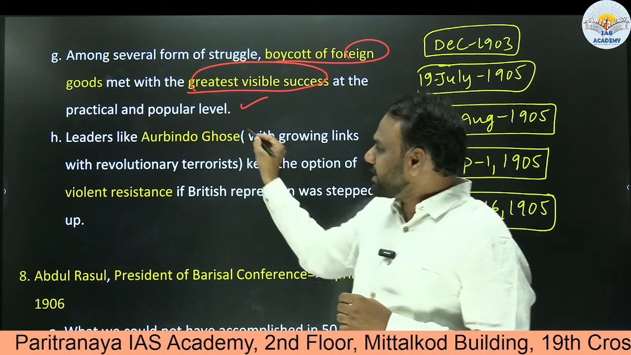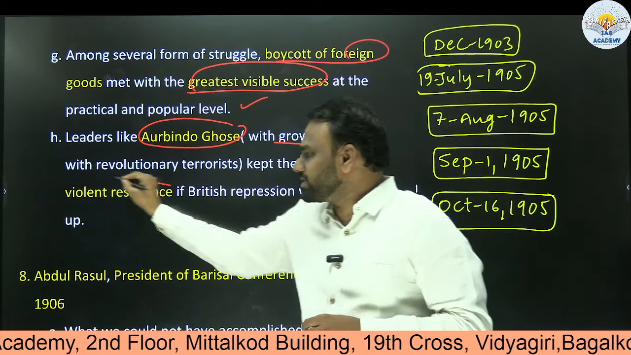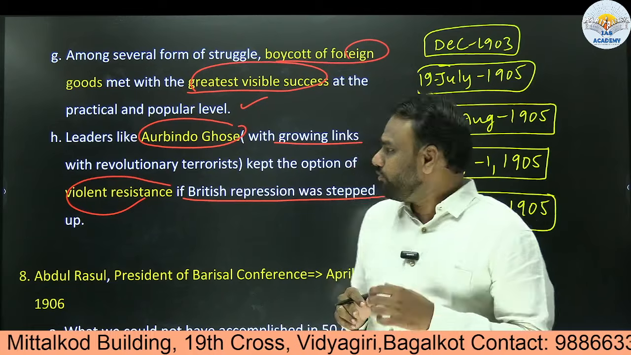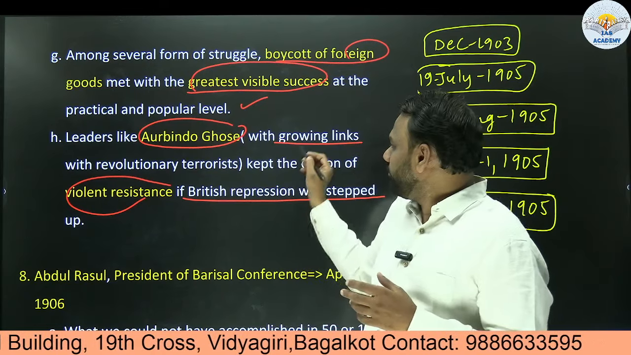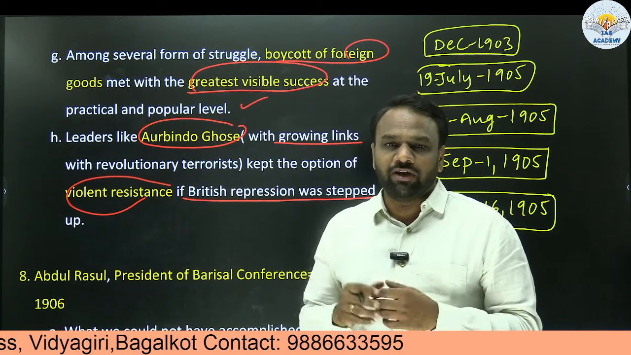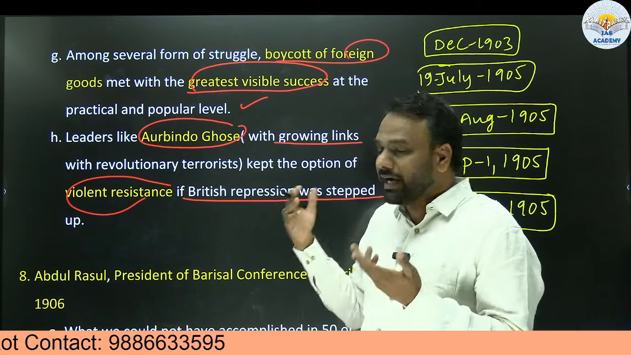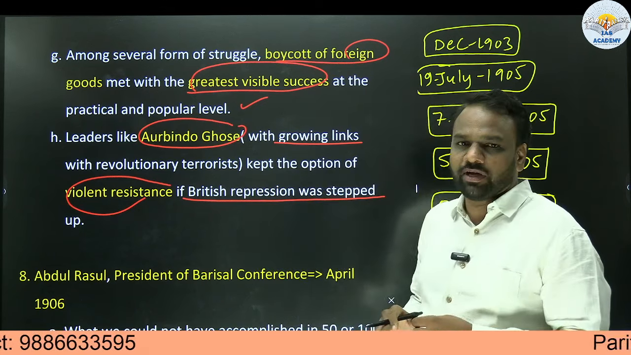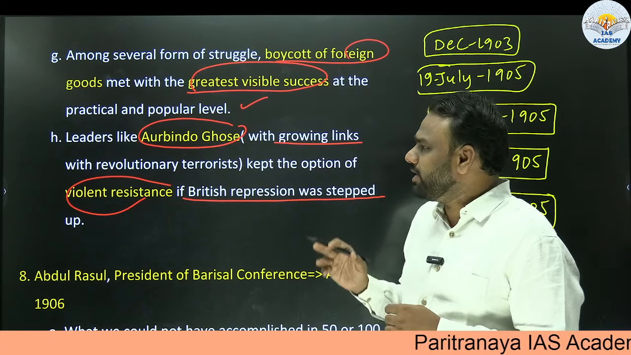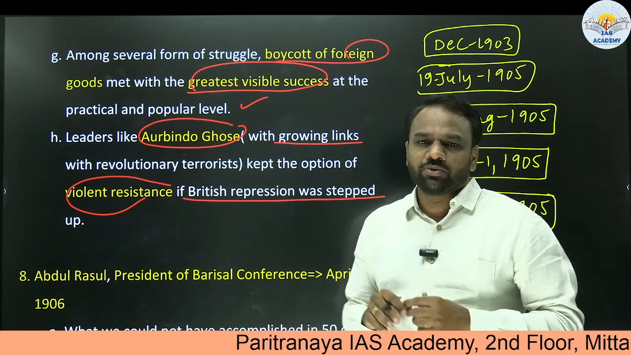Next, leaders like Aurobindo Ghosh, with growing links with revolutionary terrorists, kept the option of violent resistance if British repression was stepped up. Revolutionary terrorists are those who want to take the movement in the violent way, for example, through bomb attacks or killing Britishers. Some of them said that we can use violent resistance if the British did not budge. So, these were a few of the ideas proposed by leaders like Aurobindo Ghosh. Here we should remember that even Aurobindo Ghosh was part of the Swadeshi movement.